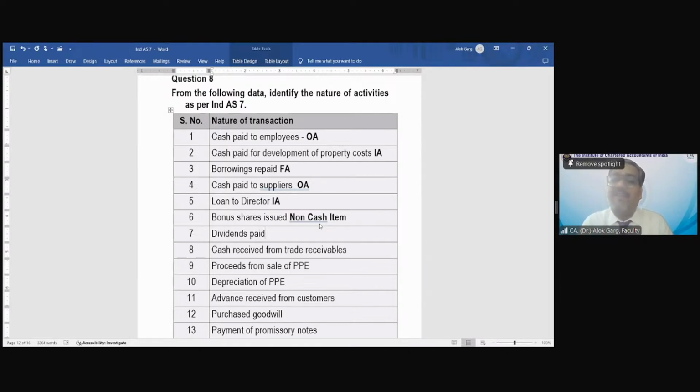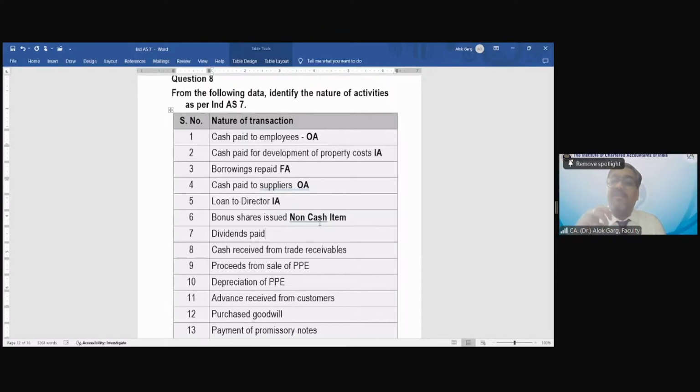To whom will you pay dividend? Shareholder. It is on the share capital. It is paid to the shareholder. Dividend received. Investing activity. Why investing activity? Because we have received dividend because we have invested in shares. You will receive the dividend because you have an investment. You have invested in the shares, not your own company's shares, other companies' shares. This is your investment and hence you are receiving a dividend.